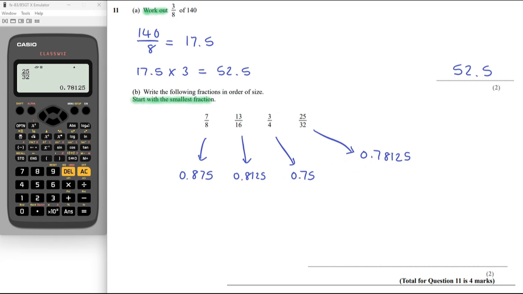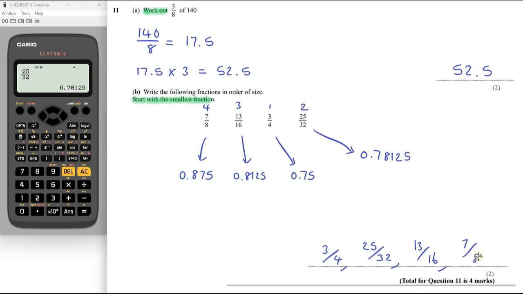I can look at which one is the smallest. So 0.75 is the smallest. So this one is number 1. So let's write that. 3/4. Number 2 is going to be this one here because it's still 0.7, so that is 25/32. Number 3 is going to be this one here, so 13/16. And finally, the last one is 7/8.